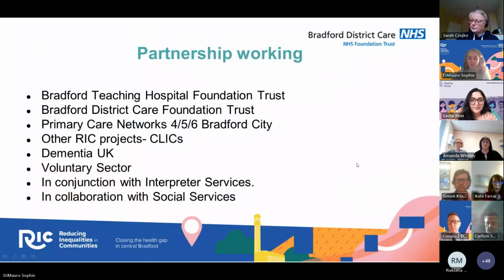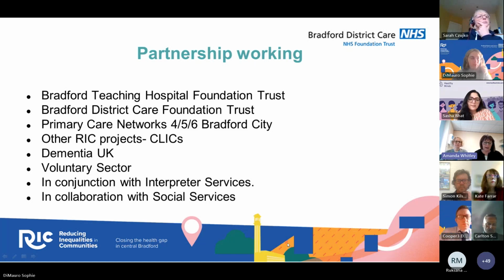So I'm Sue Butters, anticipatory care lead for the Care Trust. And I'm Amanda Whitley, the Proactive Care Team Leader. And we're here to talk about the Proactive Care Team. So first slide is about partnership working. We're an effective example of collaborative working.